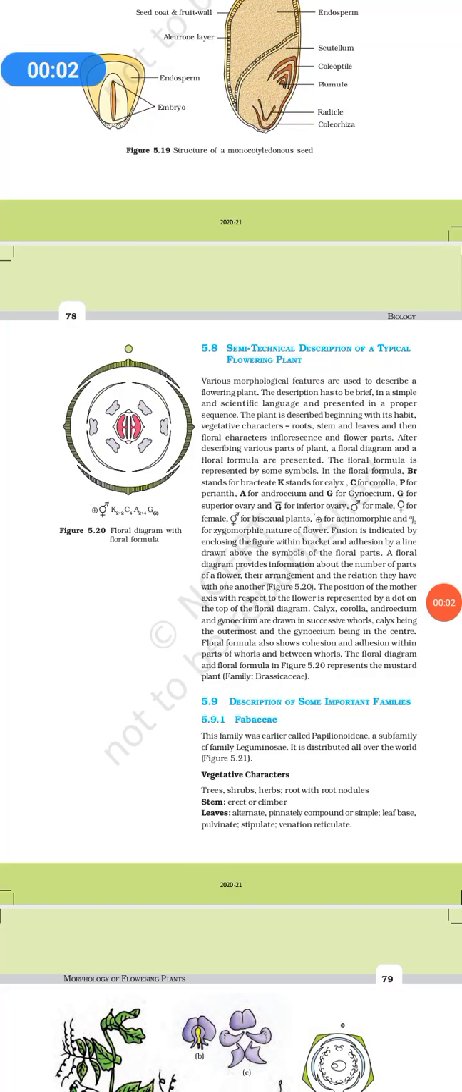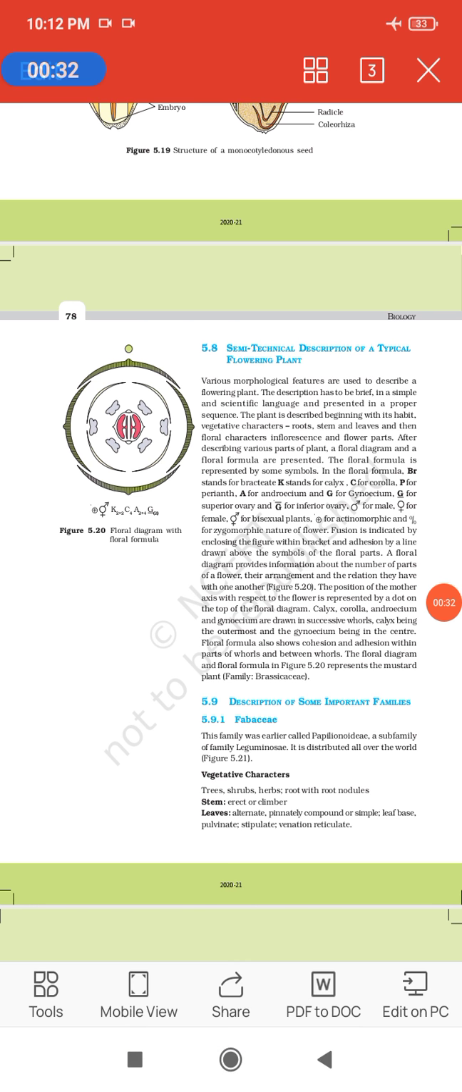Hello everyone, welcome. So now we will be studying about the floral diagram and floral formula. Semi-technical description of a typical flowering plant, class 11 CBSE. When we talk about plants, the description of the plant is given in a scientific format. The characteristics of the flower are written as a formula, which is known as the floral formula, and the diagram is given as the floral diagram.